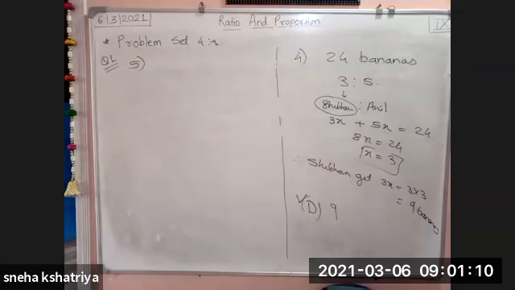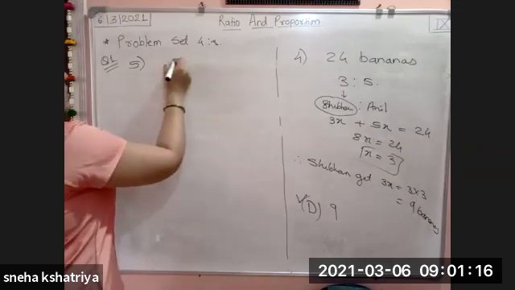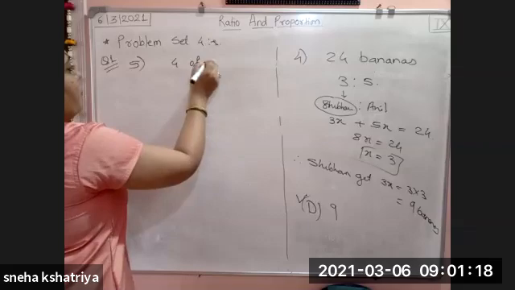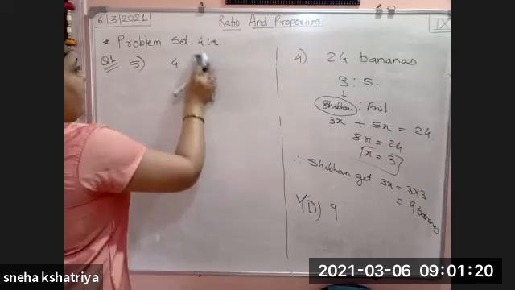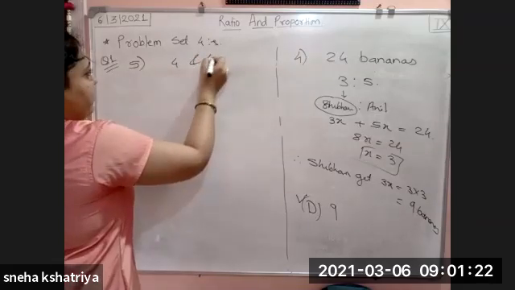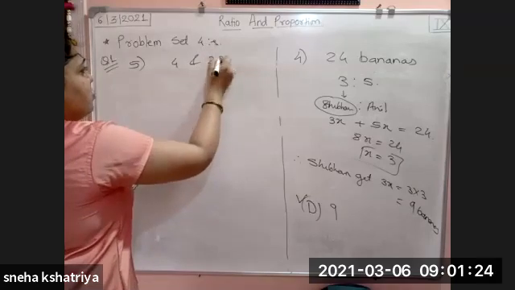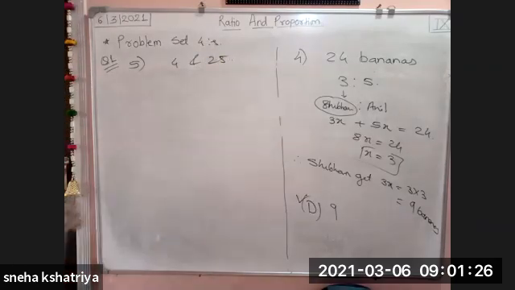What is the mean proportional of 4 and 25? What is the mean proportional of 4 and 25? Here we have 4 and 25. What is the mean proportional?